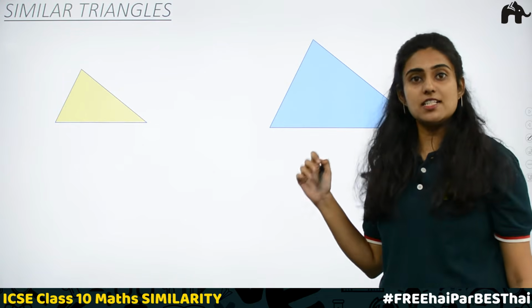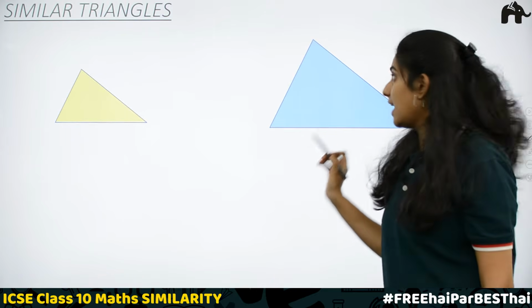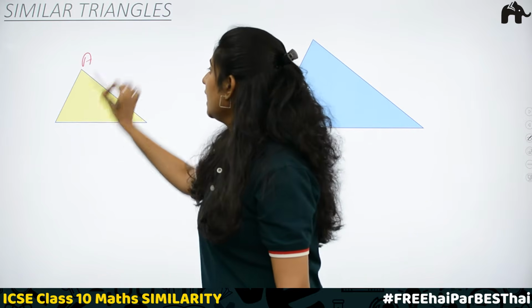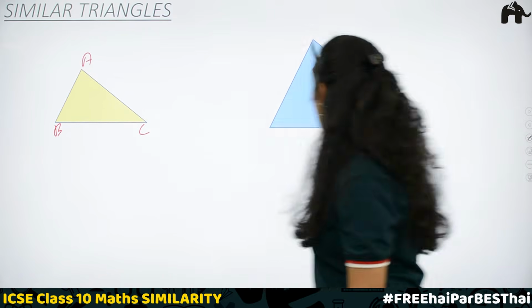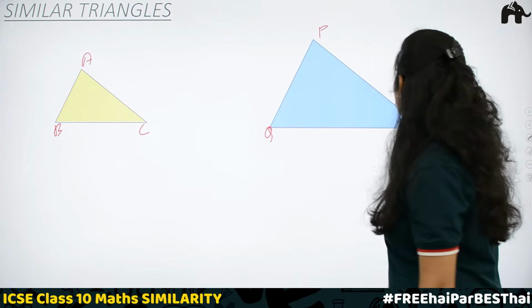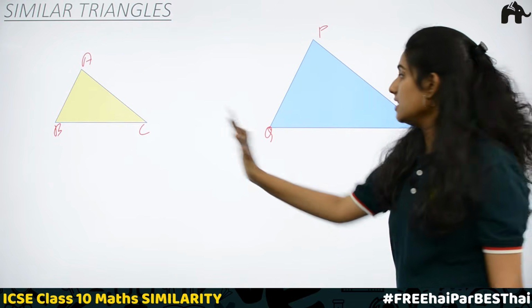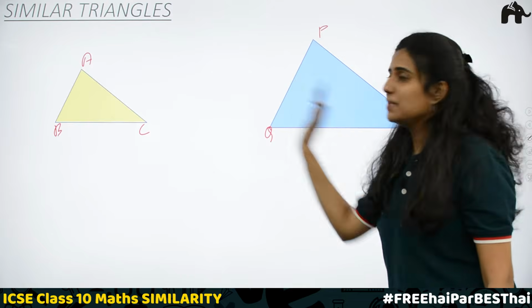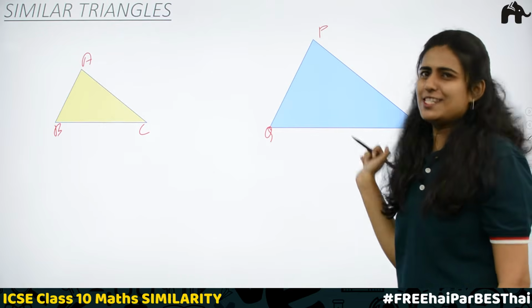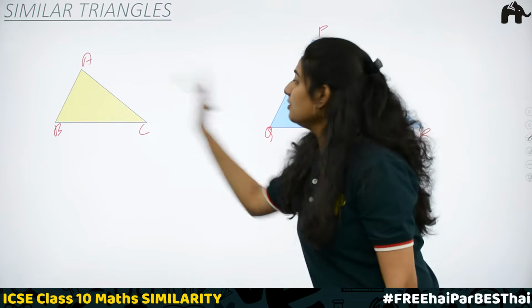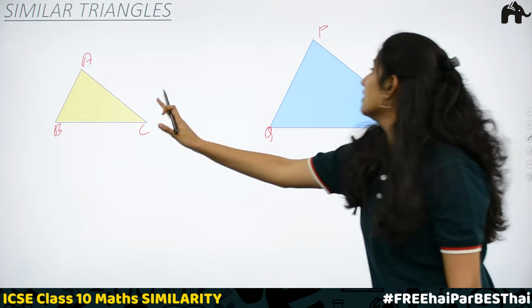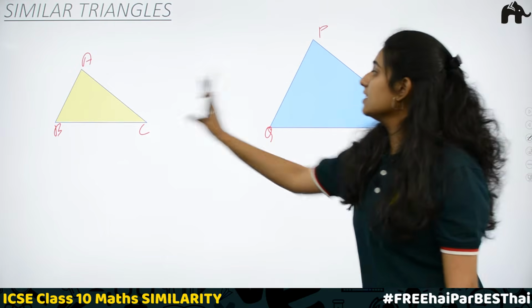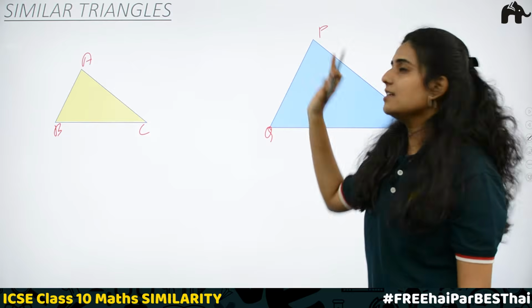Let's see what similar triangles are. Here I have taken two triangles. Let us name them A, B, C and P, Q, R. Triangle ABC and triangle PQR. Are they similar? Yes, they are similar, right? Because both of these are of the same shape. They are triangles. The only difference is in their size. They can be called similar figures.